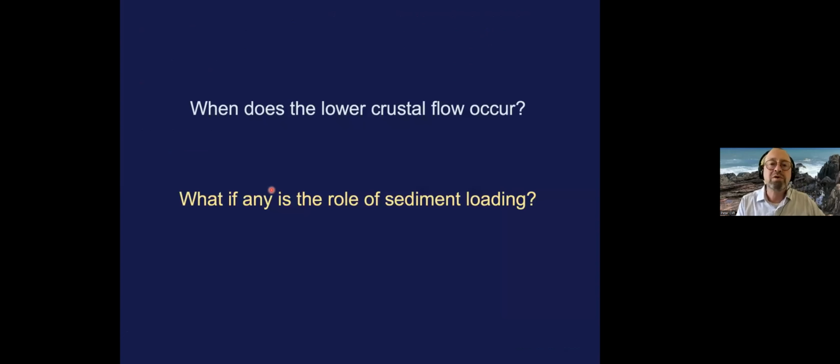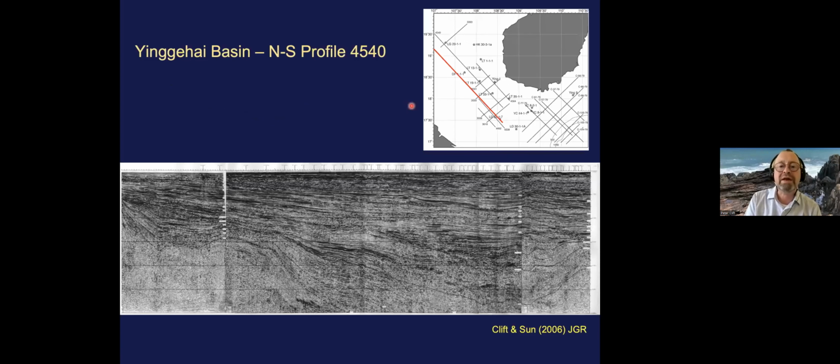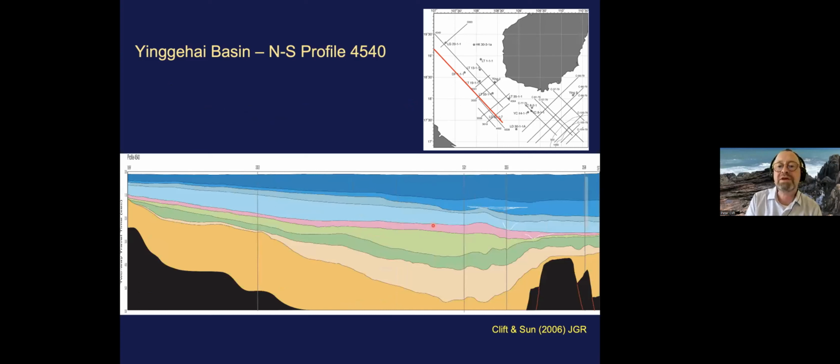So the question was essentially, well, when does this lower crust flow occur? The assumption was that it was during the rifting process. But this is not always necessarily the case. So next door, just to the west here in the Yinggehai Song Hong Basin offshore the Red River Delta, a very deep basin, we saw that a very significant wedge of sediment is deposited here, the blue here, during the Pleistocene, thickening very substantially towards the south.